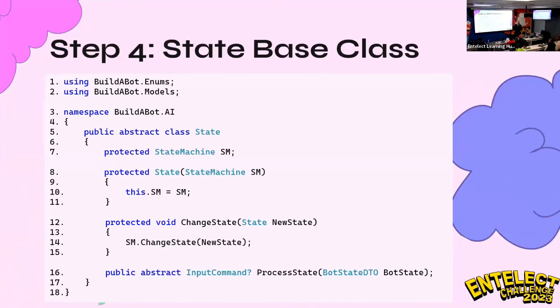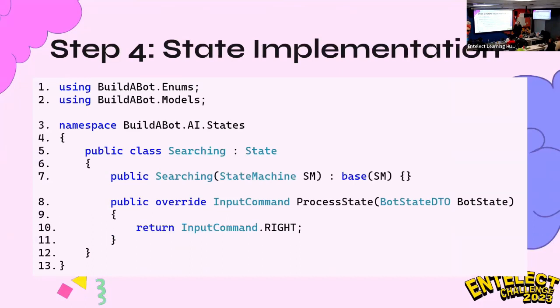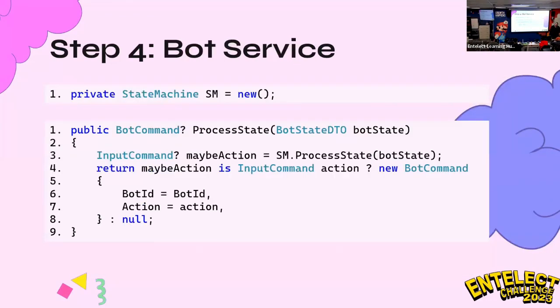So we start off with the barebone structure of our searching state. We basically just override the constructor and call the superconstructor with our state machine. And for now, once again, we just return right. Don't worry, we will get to some actual movement. And then in our bot service, we initialize a new state machine at the top of our class. And we change our process state function to now speak to our state machine. So that might return null. If it does, we return null. Otherwise, we return a new bot command, same as we were doing before.